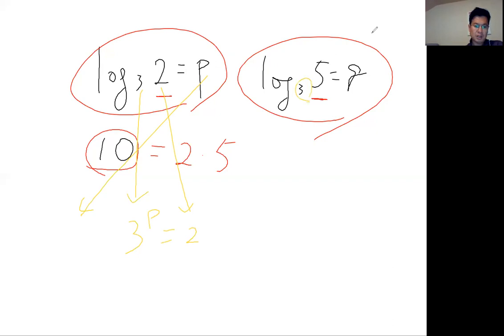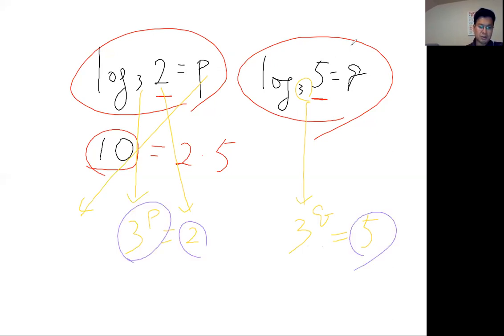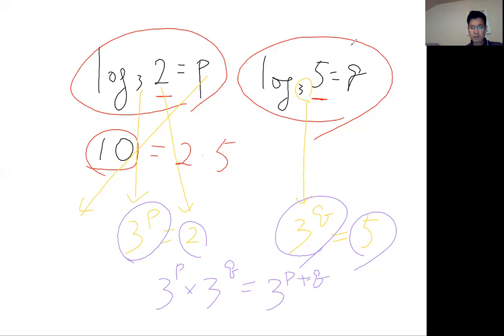Same thing, base goes down to base, and then 3 to the q is equal to 5. So ultimately what we're looking for is 2 times 5. So 3 to the p times 3 to the q, which is the same base, we can just put as a summation of the exponents. So that's why the answer is F for this one.